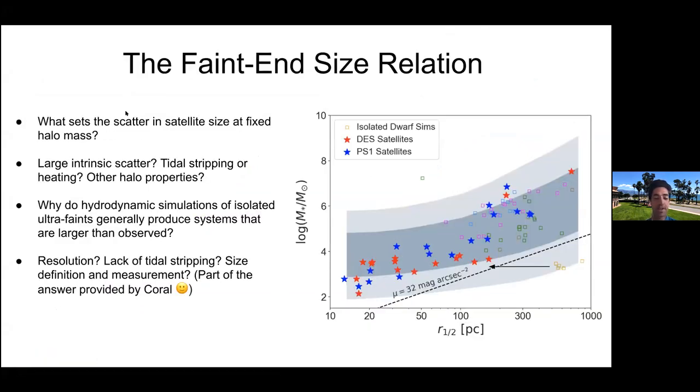And finally, I just want to end on sizes because I think it is quite important, and I'm glad Coral really highlighted that. So an interesting question is, what sets the scatter in satellite size at fixed halo mass, for example? And in particular, why do hydro simulations seem to predict ultrafaints that are generally much larger than observed? Of course, I think we heard part of this answer from Coral, in the sense that depending on how size is measured in these simulations, the points can actually move around quite a bit on both the X and Y axes here. So I think these are all really interesting areas for future work, and I'm happy to have a discussion about any of them.